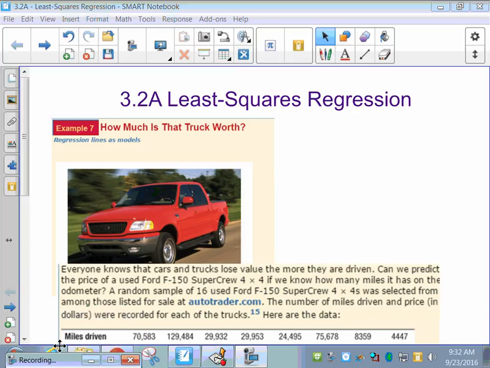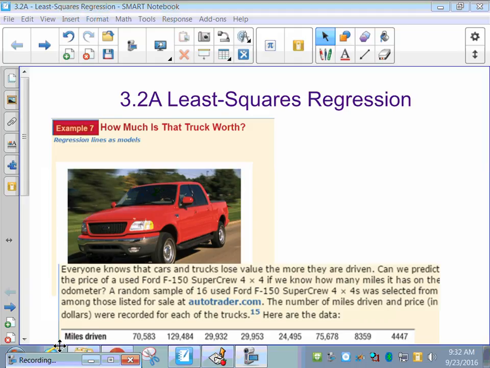All right, you guys, today's topic is least squares regression lines. You guys have done these, which is nice. So the first thing we're going to look at is that same truck problem we were looking at before. The longer that you drive a truck, the more value they lose.